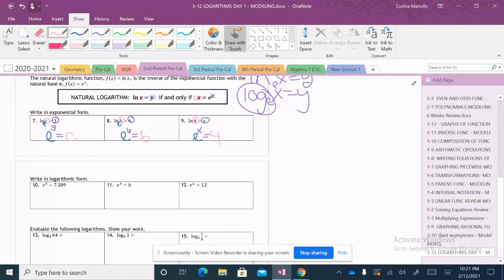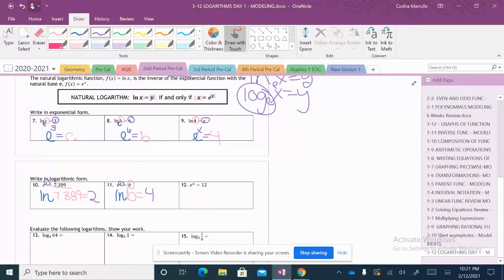Okay, now we're going backwards. So now we have e, so when we write it down, we're going to write it as ln. My answer here is 7.389, and that equals my exponent. My exponent here is 2. Okay, so here I see e to the 4th power. That tells me automatically when I'm rewriting, I write it as a natural log. So ln of b, our answer, equals my exponent. My exponent here is 4.